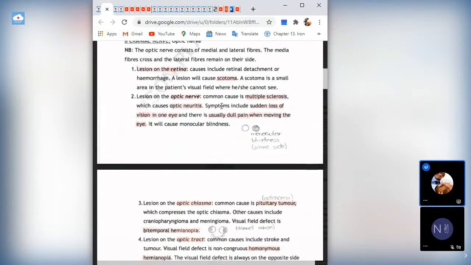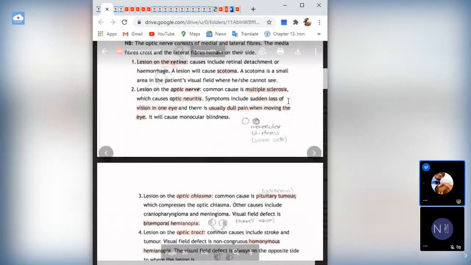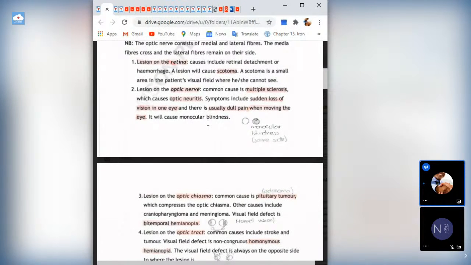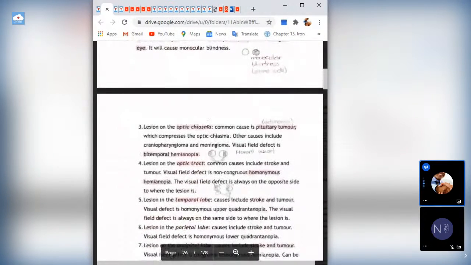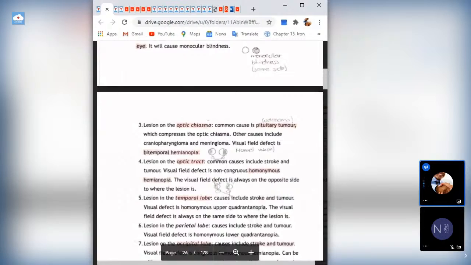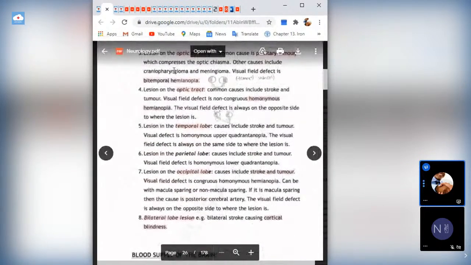That affects the optic nerve, causes sudden loss of vision in one eye, and there's usually dull pain when moving the eye, causing monocular blindness. Remember that whatever affects the optic nerve just darkens that entire eye. All right. So a lesion on the optic chiasma, like I mentioned, is caused by things like craniopharyngioma, pituitary macroadenoma, and meningioma as well. Then the visual field loss is bitemporal hemianopia.